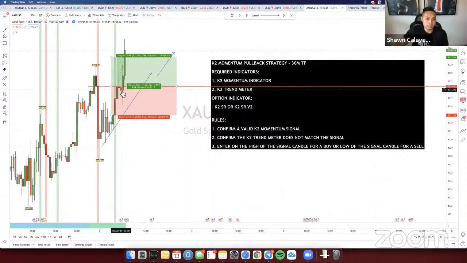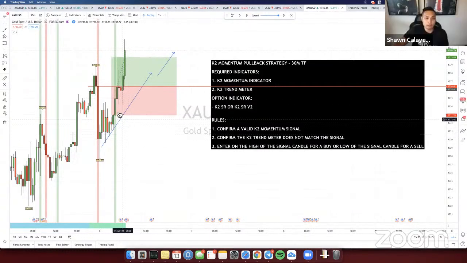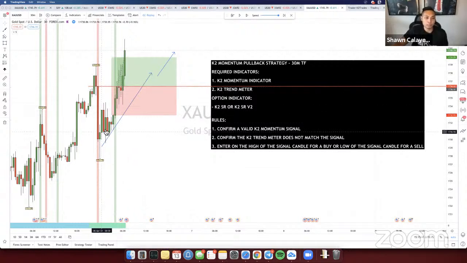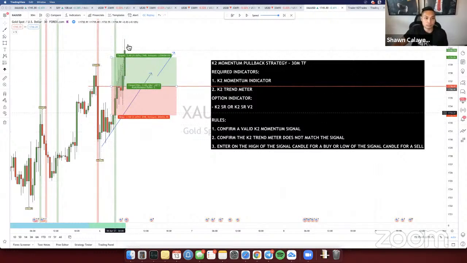It's basically the same thing, but it's just a different entry point. So instead of entering when we have the momentum in that direction, this is going to be the opposite. We're just catching it as it pulls back, and then we have a buy stop here so that we can fill it as soon as it goes up.